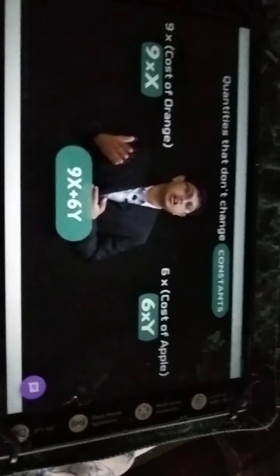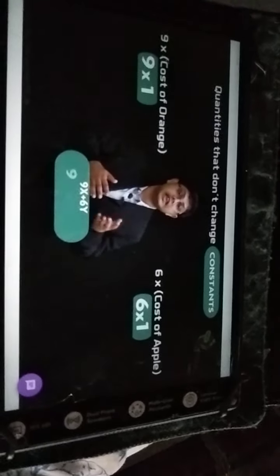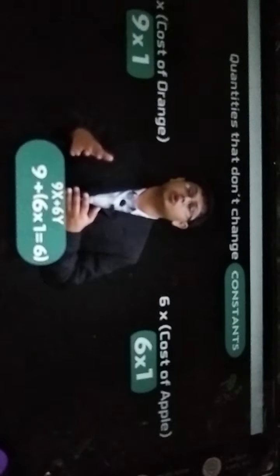Suppose the cost of a single orange or an apple were to be just 1 rupee, then x is going to become 1 and y is going to become 1, and the total cost would basically be 9 into 1, which is equivalent to 9, plus 6 into 1, which is equivalent to 6, and the total cost would obviously be 15.